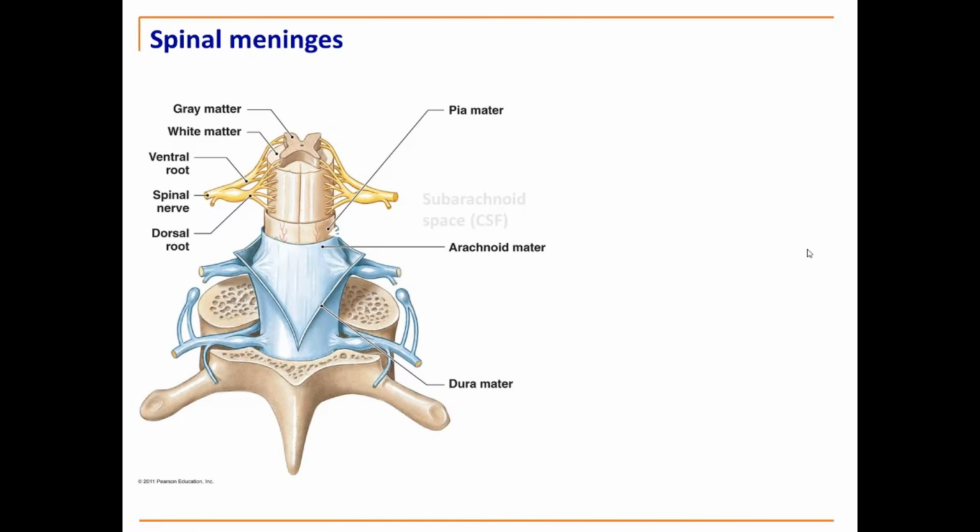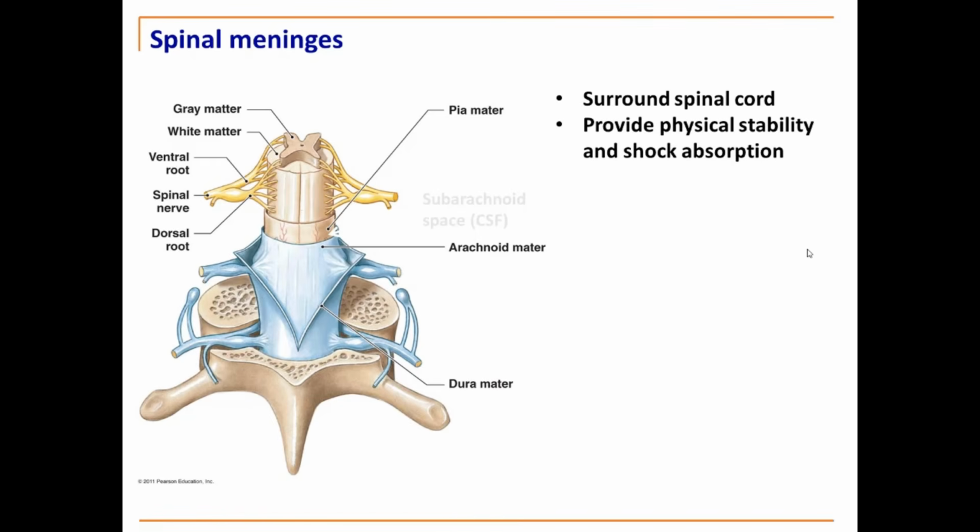So now the spinal meninges, and these flow on from the cranial meninges that we've already talked about. So they surround the spinal cord and they help to provide physical stability and shock absorption. The spinal meninges are continuous with the cranial meninges, and just like in those, you've got the outer dura mater, you've got the middle arachnoid mater, and you've got the inner pia mater. And there you can see there's the spinal nerve, here's your ventral root, and here's your dorsal root, and then the grey and the white matter of the spinal cord itself. So this gives you a nice simplified image of the structure of the spinal cord itself.